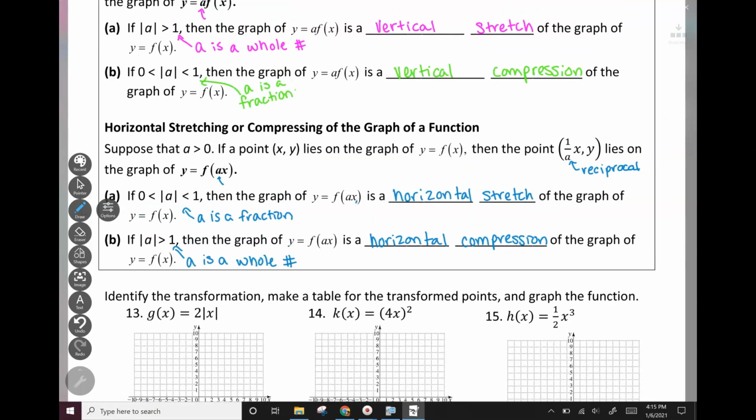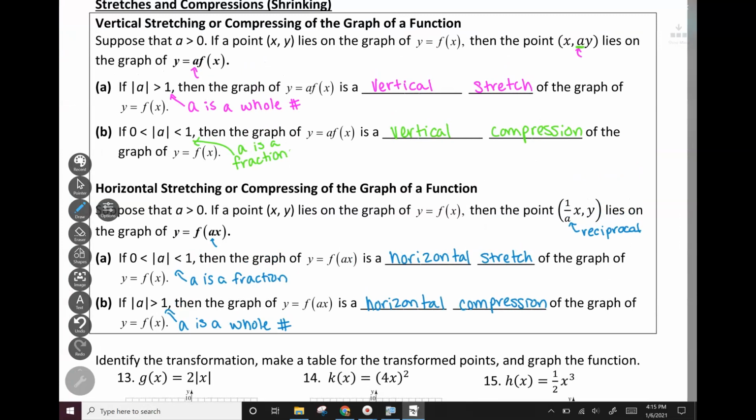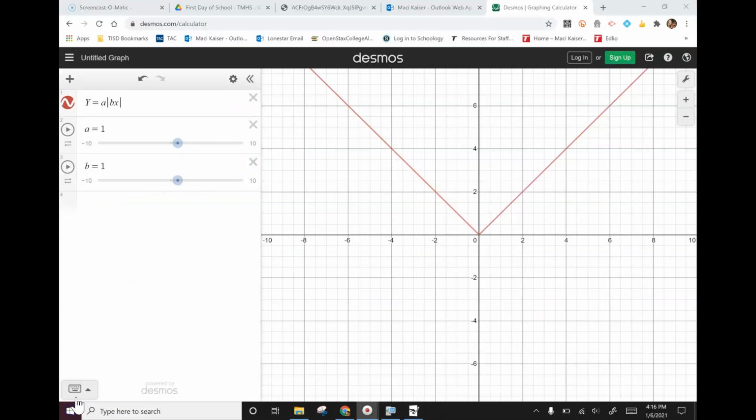All right, let's just take a look at Desmos to try to get a better visual of what's happening. So here I have the absolute value function, and I have created a slider for a, and then I called the one inside the function b. So the a on the outside here, that's going to cause your vertical stretches and compressions. It's being multiplied by the whole function. And then if it's on the inside of the function, that causes your horizontal stretches and compressions. So b is going to be causing horizontal stretches and compressions. All right, so let's see what happens if I make a a positive whole number.